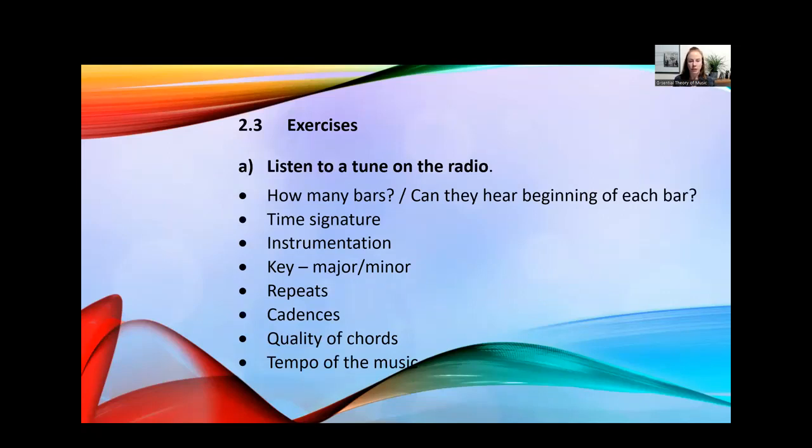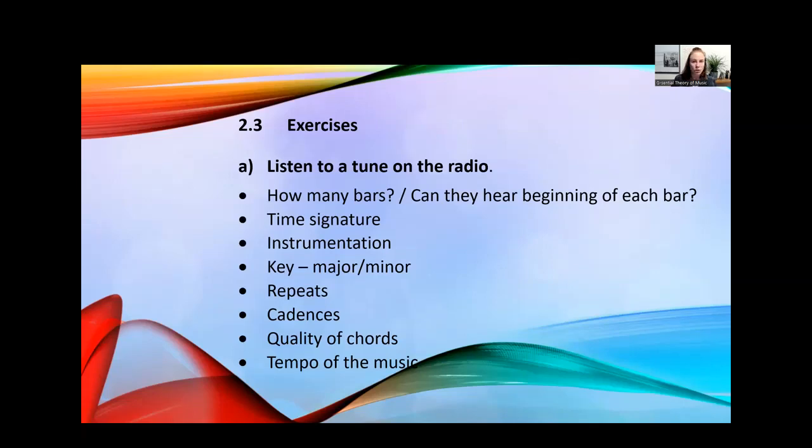I see I wrote here how many bars. Maybe that's not a good idea, because maybe there are 100 bars. Okay, but maybe they can see if they can count it. Okay, but more important than that is, can they hear where the beginning is of each bar? And can they keep the beat? Can they identify, once they've got the beat, what the time signature is? Which instruments are playing?